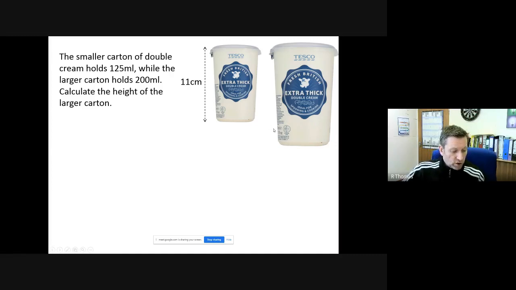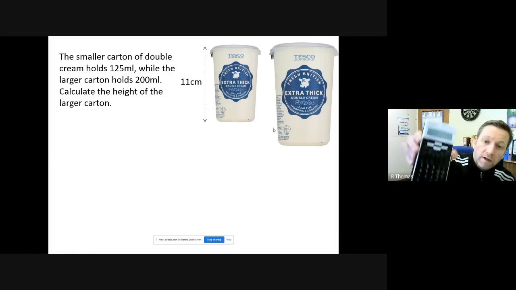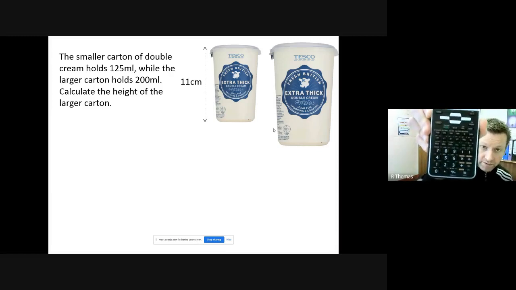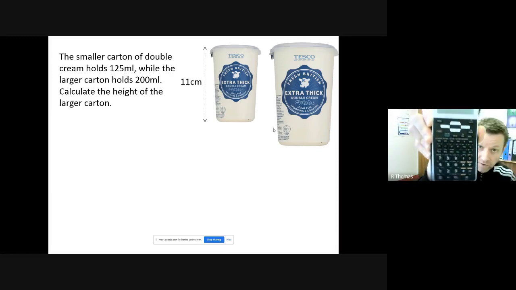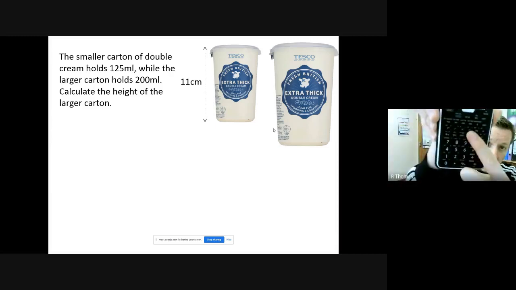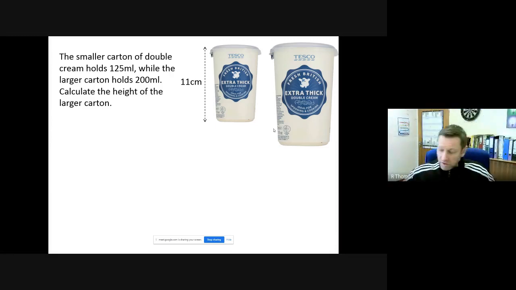So make sure you know where your cube root button is on your calculator. For most of you, it'll be above the cubed, it'll be the shift or second F on the X cubed button, right? There, if you can see that. So you need the cube root button here. So divide the volumes, big divided by small to get the volume scale factor, cube root it, that's the linear scale factor, then times it by the 11.